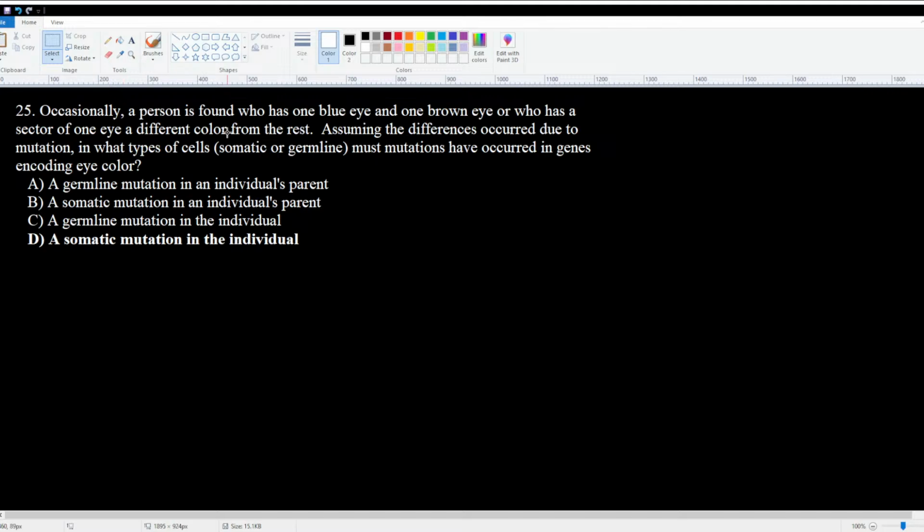So let's see. Number 25 is asking, occasionally a person who has one blue eye and one brown eye, also known as heterochromia, who has a sector of one eye a different color from the rest.